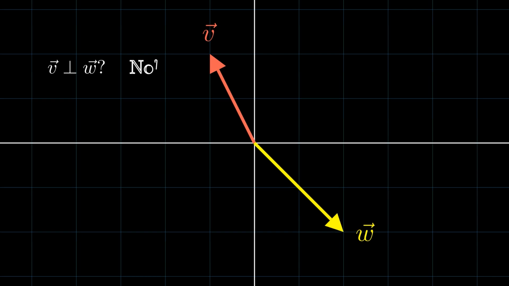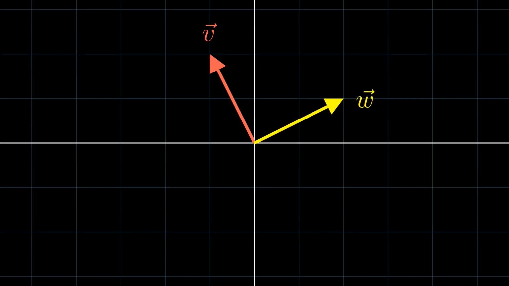Let's take a look at two vectors here, v and w. Are these two vectors perpendicular? Obviously not. It follows then that they are not orthogonal either. Let's move w up some here. Here we can see that a 90-degree or right angle forms between v and w. In this case, v and w are perpendicular. From here you can deduce that v and w are orthogonal.